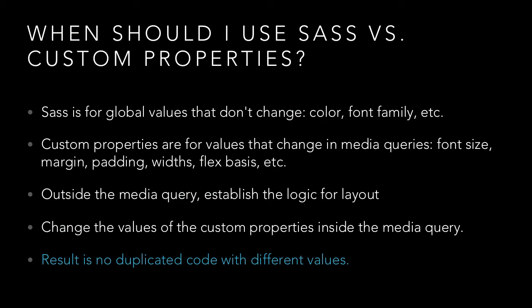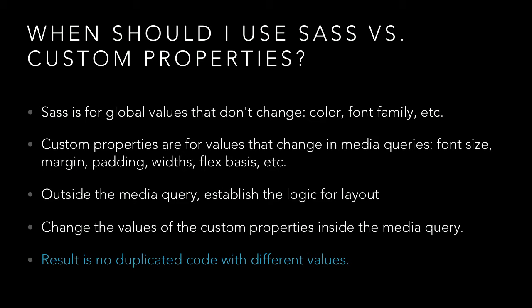So given that, now we have variables in SASS, we have variables in CSS. We have math in SASS, we have math in CSS. So when should we use each of those? What I'm suggesting is use your SASS global variables for things that are never going to change. Okay? Colors, font families, stuff like that. That's never going to change in your code, most likely, right? You're not going to change that across your devices. So set those up as big global SASS variables.